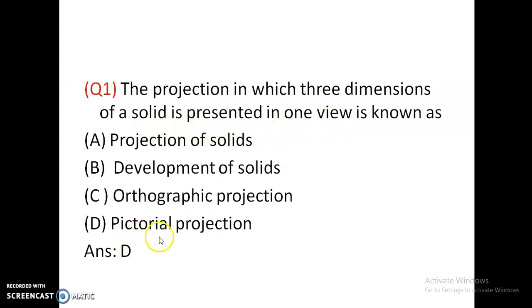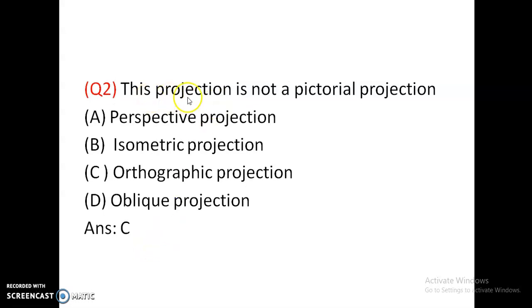That is called pictorial projection. Okay, it is a 3D projection and all others are 2D projections. So option is D. This projection is not a pictorial projection: perspective projection, isometric projection, orthographic projection, oblique projection. So perspective is a 3D, pictorial projection. Isometric is also a pictorial 3D projection. Oblique is also a pictorial 3D projection. Orthographic is not a 3D projection, it is a 2D projection. It is not a pictorial projection.